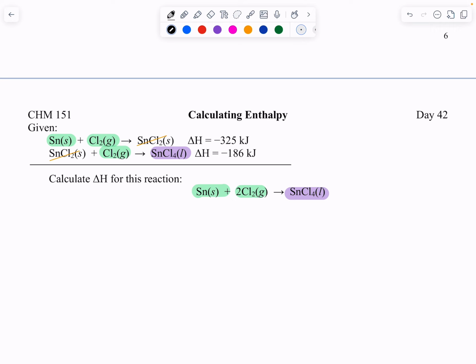So I just add up the delta H. Negative 325 kilojoules plus negative 186 kilojoules. I think that's negative 511 kilojoules. That was all that one was. It was supposed to be a very nice, easy one. So I recommend colors. If you don't have colors, squares and circles, something, so you can recognize what side of the arrow they're on. But that's Hess's law. And that was an easier one of Hess's law.